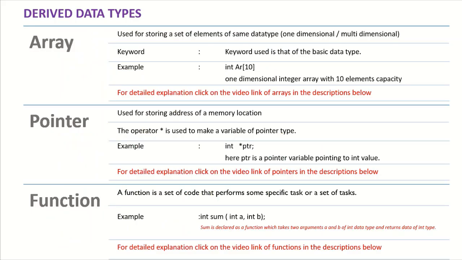Derived data types. Arrays, pointers and functions. Arrays. These are used for storing a set of elements of the same data type. It can be a single dimensional or multi-dimensional. Keyword used is that of the basic data type, which is used for making the array. Example is int AR of 10. Here AR is the array name, 10 is the number of elements, the maximum number of elements AR can hold, and int is the type of the array. That means AR of 10 can hold 10 elements of integer data type.